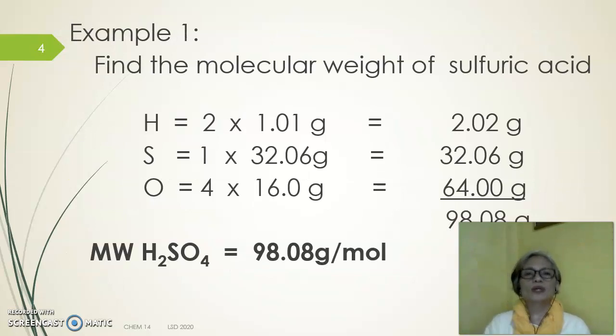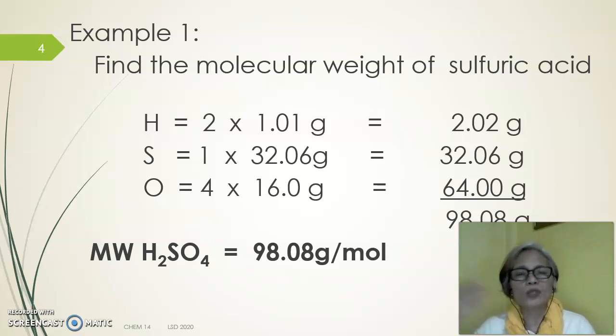For example, we are asked to find the molecular weight of sulfuric acid. It is very imperative that we know how to write chemical formulas so that we are able to determine the molecular weight. So recall our knowledge of writing formulas. For sulfuric acid, from the sulfate ion, SO4, we convert that into acid, so we affix H2. So the formula for sulfuric acid is H2SO4.